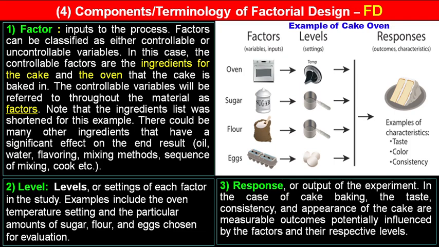Next is level. What is level? Levels or settings of each factor in the study. Examples include the oven temperature settings and the particular amounts of sugar, flour and eggs chosen for evaluation. Next is response. Response or output of the experiment. In the case of cake baking, the taste, consistency, appearance of the cake are the measurable outcomes potentially influenced by the factors and their respective levels.